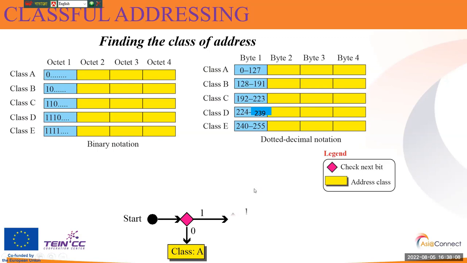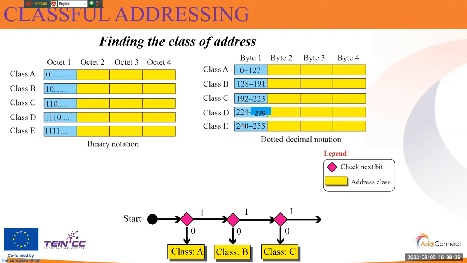then if the first bit is 1 and the second bit is 0, we can call it class B. If the second bit is 1 and the third bit is 0, we can call it class C. If the third bit is 1 and the fourth bit is 0, it is class D. And if the fourth bit is 1, then we can call it class E. So this is just the basics of how we can find the class of an address. Or we also need to remember the range.